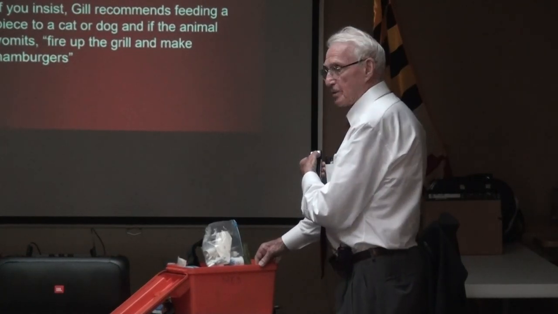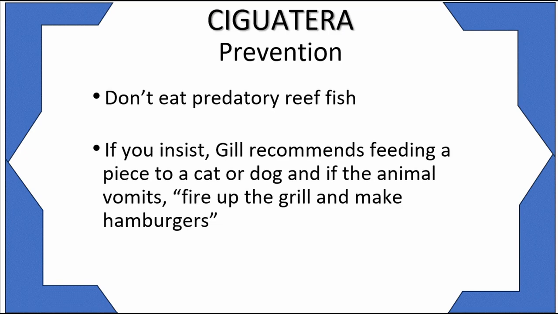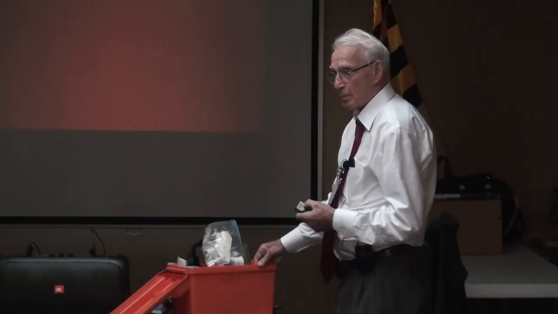So what do you do? Don't eat predatory fish, okay? All the fish that I named, don't eat them when you're in the Caribbean. If you insist, a guy named Gill, who wrote a book on medical emergencies at sea, said, feed a piece to a cat or a dog. If the animal vomits, then fire up the grill and have hamburgers instead of fish.